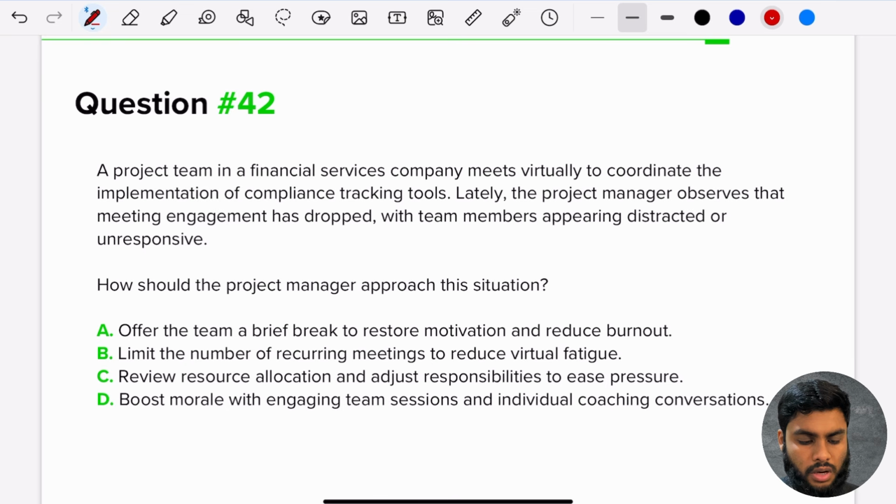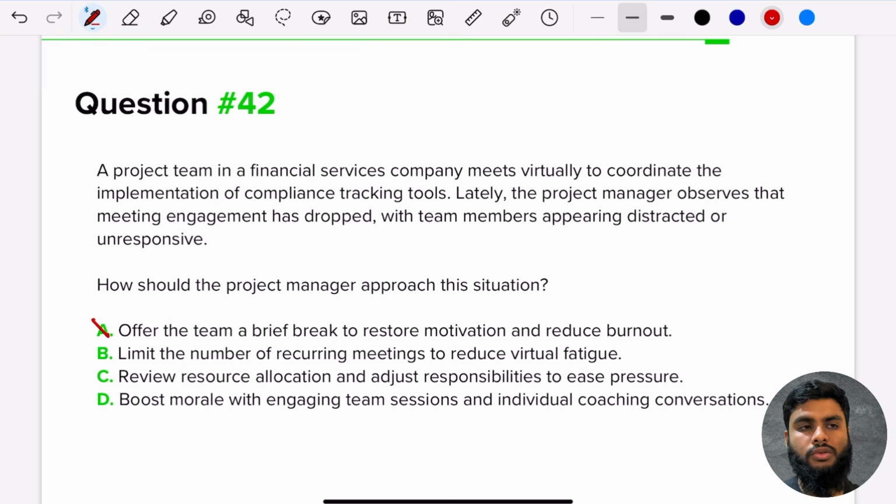A, offer the team a brief break to restore motivation and reduce burnout. All right, so I'm going to let you guys in on a little secret here. The PMI, Project Management Institute, does not like this. We don't just give people breaks. And I understand the concept behind it: because we're working on a project, we can't just give you breaks. You need to put in the hours so we can get this project done.